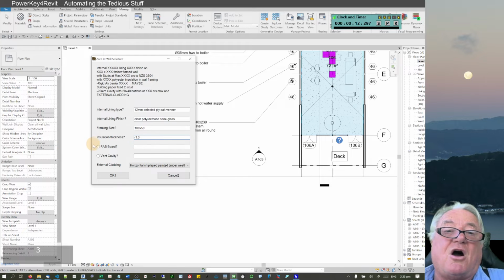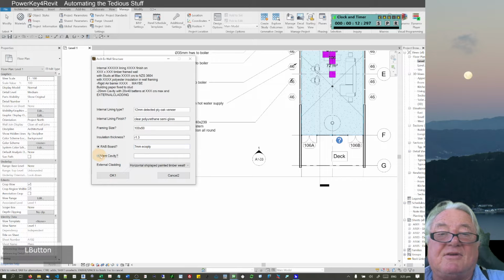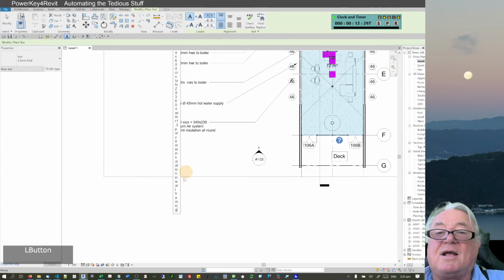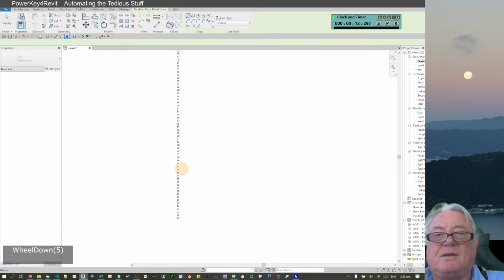And has it got a radbull? So rigid air barrier, 7 eco-ply. And vent cavity, yes, 20 millimeters. And the external cladding, we can actually have vertical, horizontal, sinusoidal preview. We'll take the shift left and go OK. We click a point, and that seems to have lasted that way.